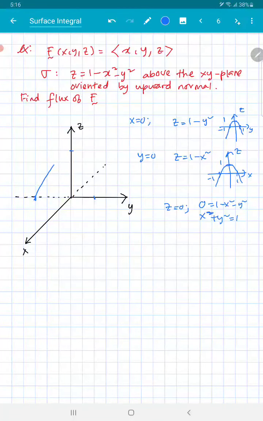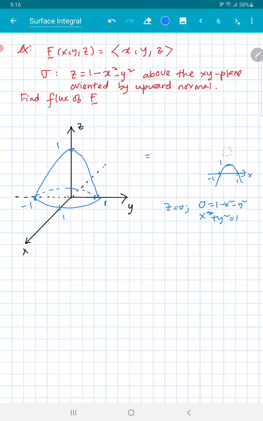Now when we put everything together, let's say that's a 1, a 1, and a 1. We don't need to sketch below the xy plane because it says above the xy plane, so we just draw only up to here. So this is a 1, this is negative 1, that's a 1, and here we have a 1. So this is a paraboloid. I'm going to erase this bit because we want to find flux of F.